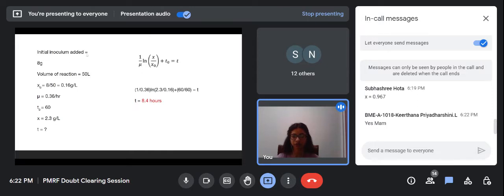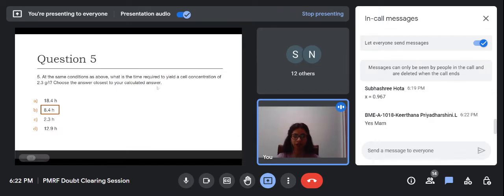So how would you calculate it? Again, the initial inoculum added is 8 grams. The volume of the reaction is 50 liters. The X naught is again 0.16 grams per liter. The specific growth rate is 0.36 per hour. T0 is 60 and X in this case is 2.3 grams per liter. And what you have to find is T. So when you plug in these values, you find that T equals 8.4 hours. So the correct answer is 8.4 hours.